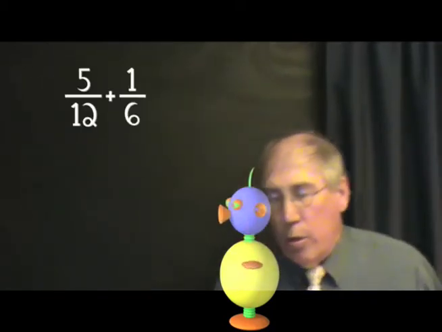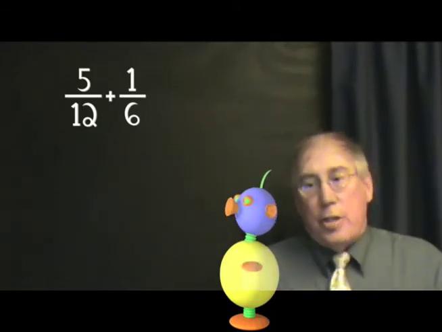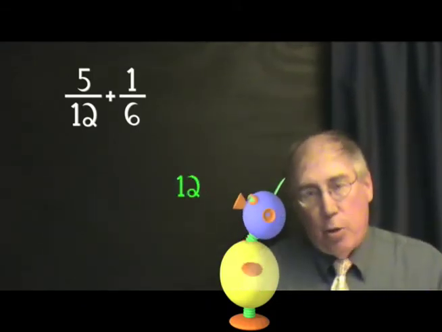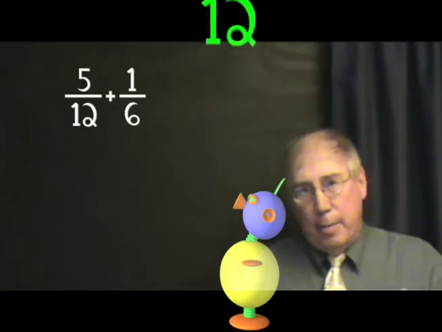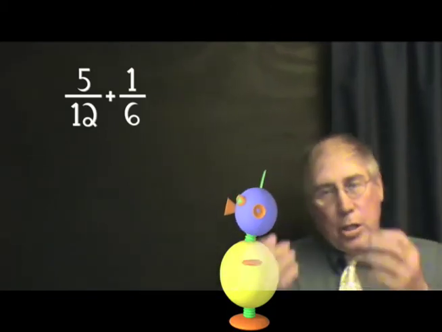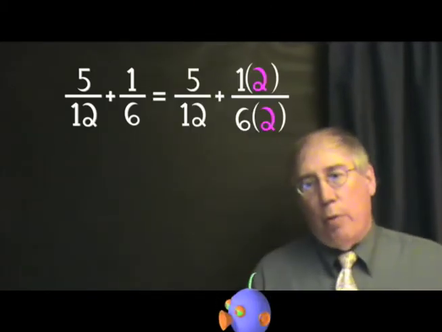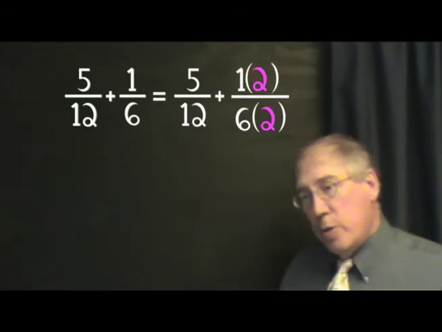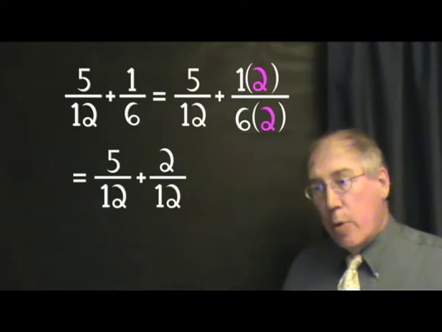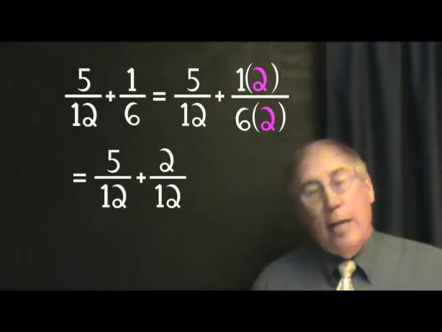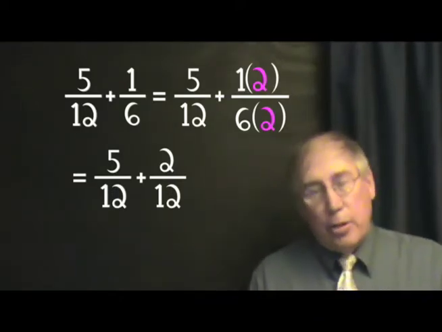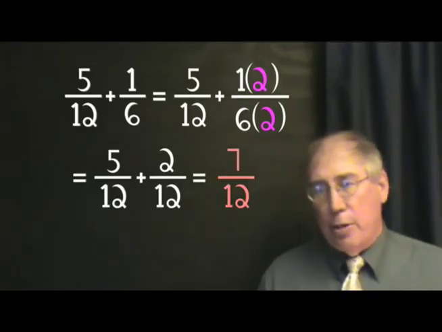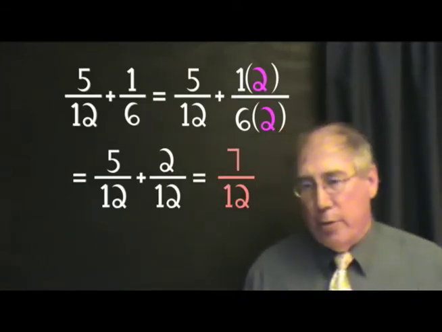All right. Here's fractions that don't have the same denominator, so we have to get the same denominator. Now, what's the smallest number that both 6 and 12 go into? It's 12. So what we need to do is multiply 2 times the numerator and denominator of 1/6, so we get 2 twelfths. Now we have the same denominators, and we can add the numerators together, and we'll get 7 twelfths.